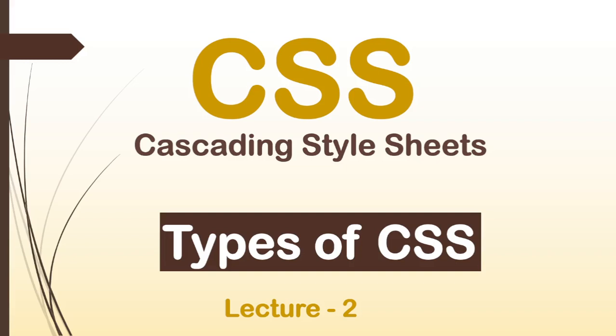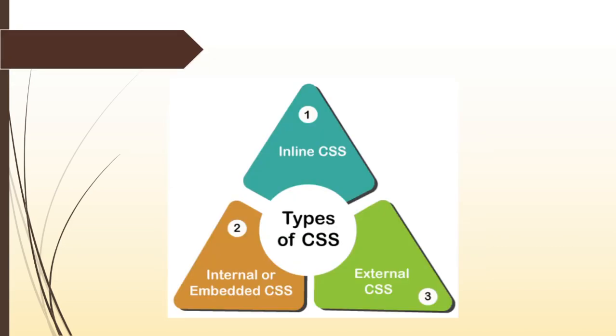So in this lecture we are going to discuss types of cascading style sheets. In the CSS lecture series, this is our lecture number 2, which is very important from your examination point of view. In lecture 1, we have already discussed the basic meaning and some important definitions of cascading style sheets. Now we'll discuss types of CSS, and here we have basically three types that are very important.